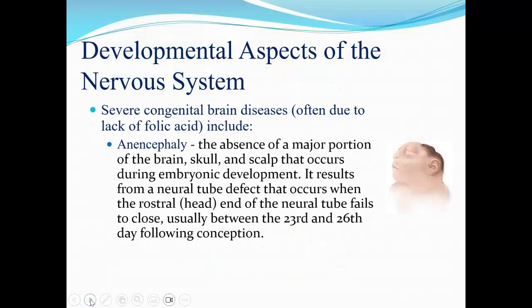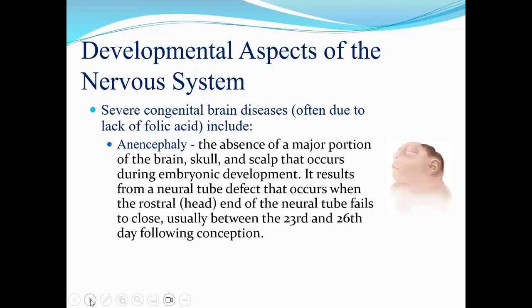There are two developmental aspects that we want to talk about in regard to the nervous system, and these are two neural tube defects. And one of the main causes of these neural tube defects is the lack of folate or folic acid. Folate or folic acid is a vitamin that is readily available for many of us in the United States. And we want to be aware that taking it during pregnancy can help to prevent two very severe neural tube defects.